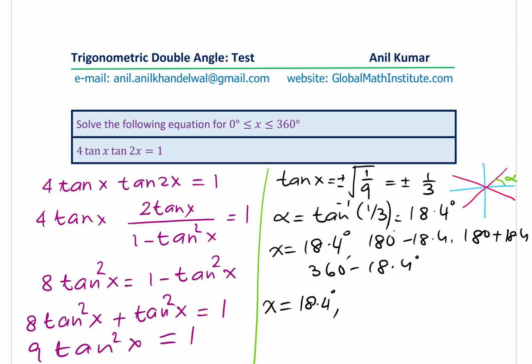So it is 180 minus 18.4, and that is 161.6 degrees. And then we have 180 plus 18.4, 198.4. And we have 360 minus 18.4, 341.6. So those are the solutions for the given question. Perfect. So that is how you can find all possible solutions.